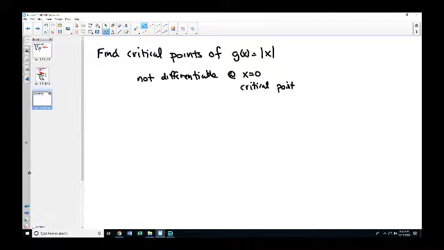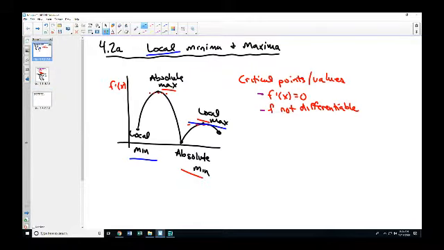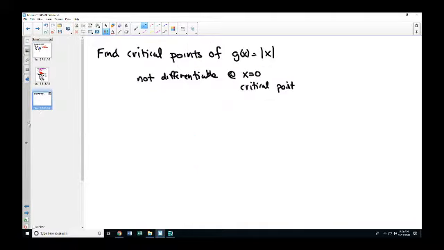Do we need to calculate the derivative of that function? Because remember our critical points: not differentiable and f prime equals 0. But do we need to calculate that derivative? What is the derivative of the absolute value of x? There's your critical value. Are there any other possible spots? No. So we don't need to bother with the derivative.